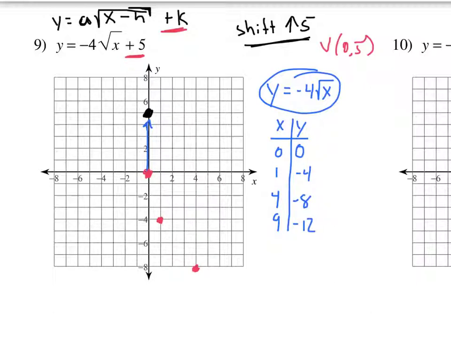Those points need to be shifted up 5. Okay? They all need to be shifted up 5. And so our graph is going to look something like that. Questions?